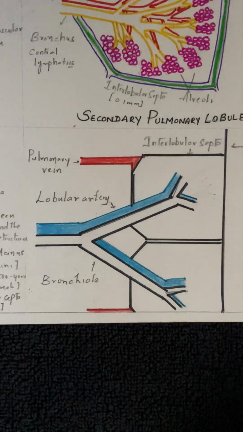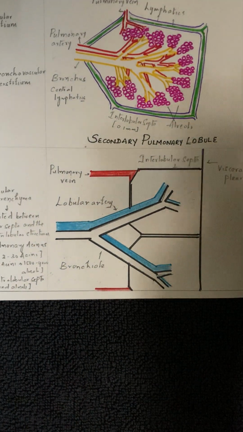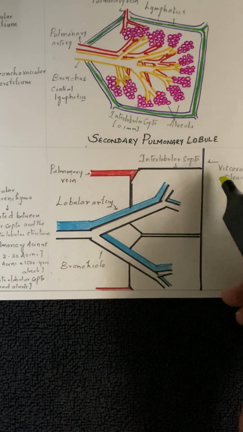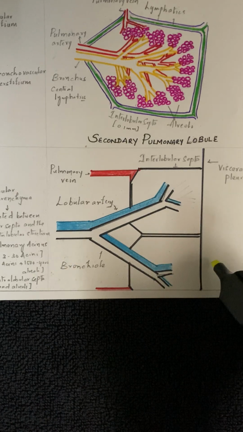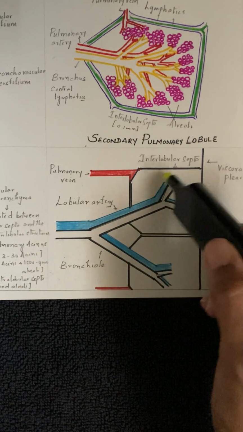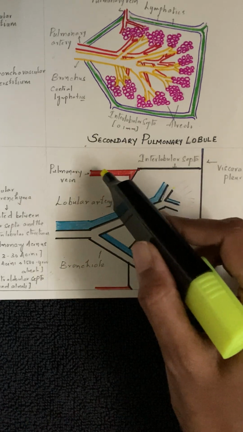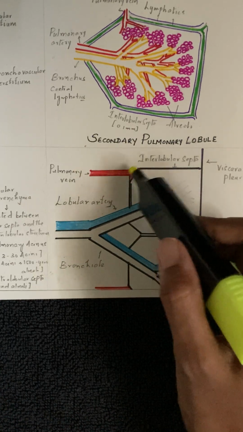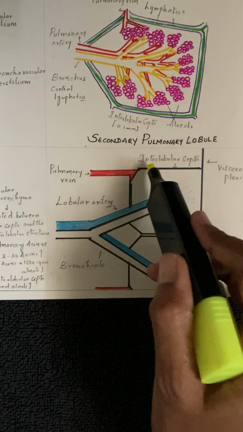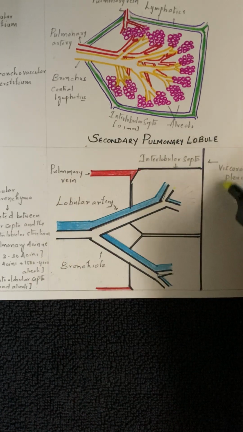Then coming to the basic concept, this is one secondary pulmonary lobule, this is another secondary pulmonary lobule. In the centrilobular structures we have a lobular artery and a bronchiole. In the periphery we have a pulmonary vein and lymphatics. So this is an interlobular septa and this is the visceral pleura.